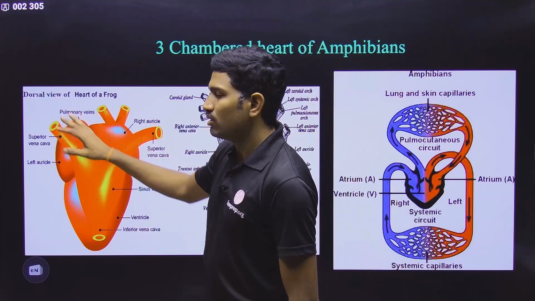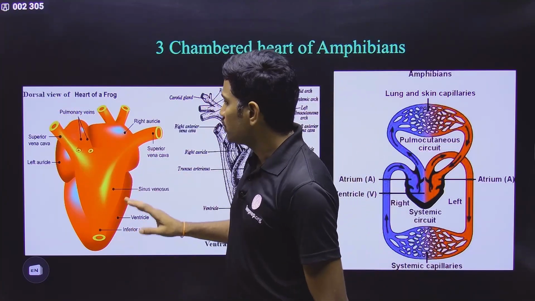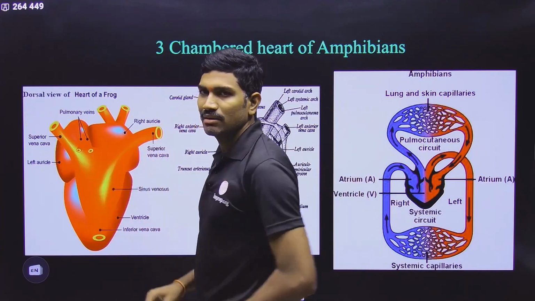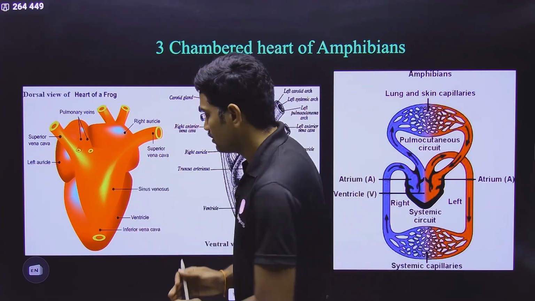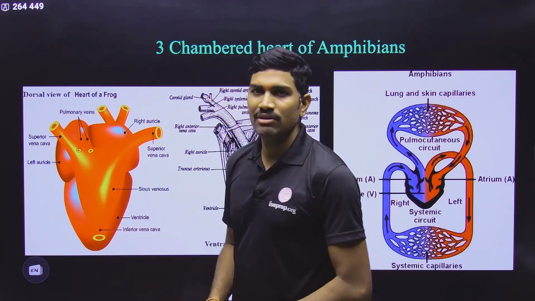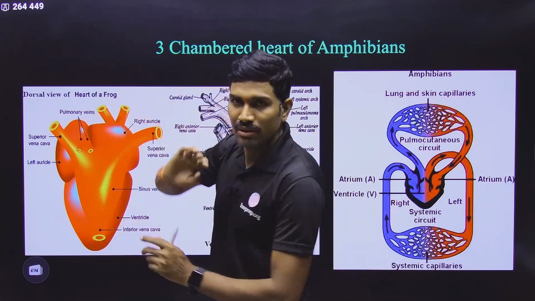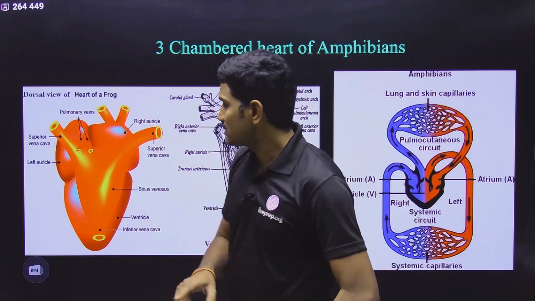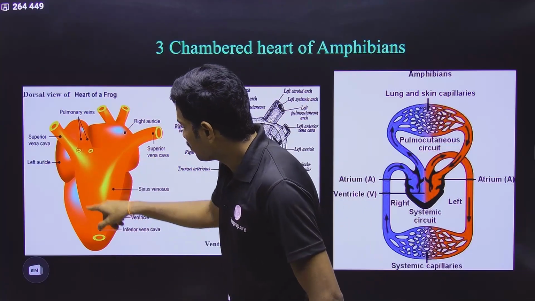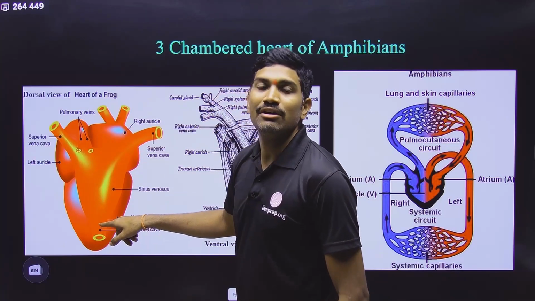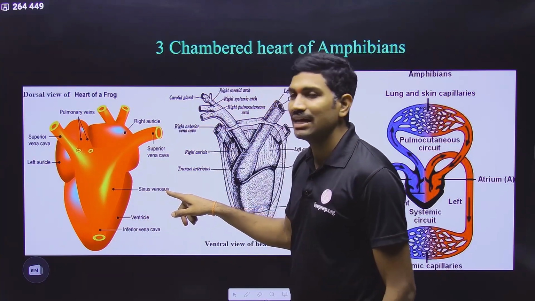Now here in the dorsal view, if you are observing, what is happening? From the upper sides, two superior vena cava are coming. They are bringing deoxygenated blood. From the bottom, inferior vena cava is coming. That is also bringing deoxygenated blood. And all this deoxygenated blood, initially it is collected in a triangular shaped structure, that is called sinus venosus.